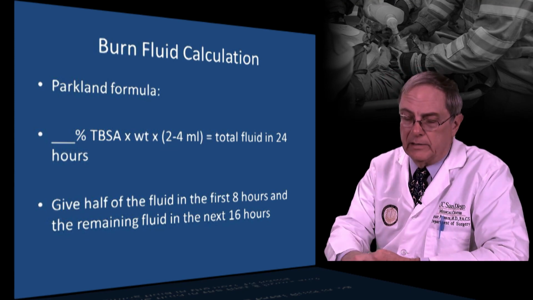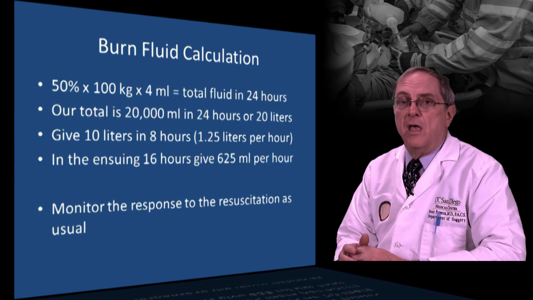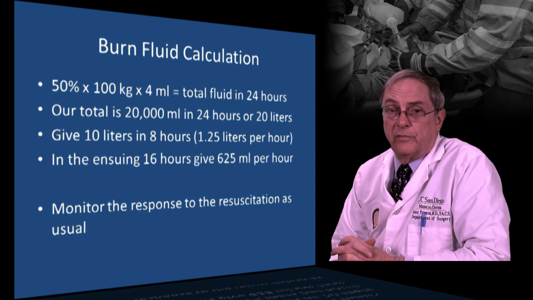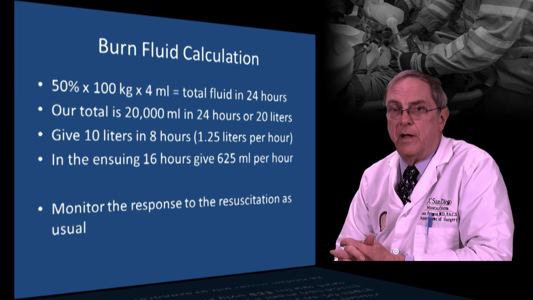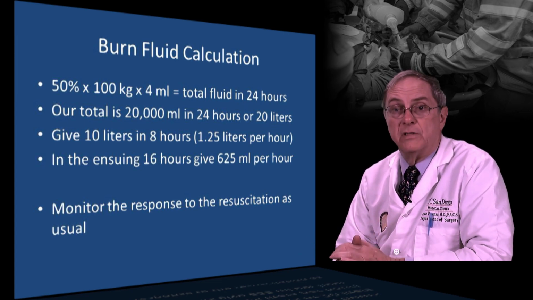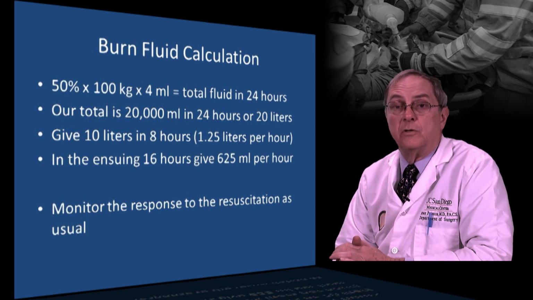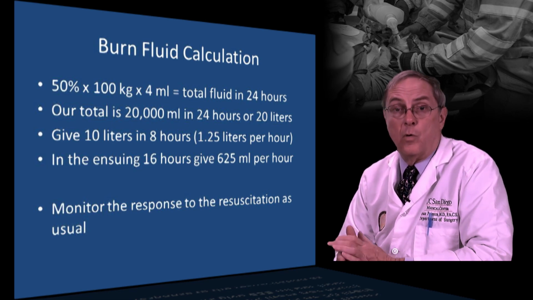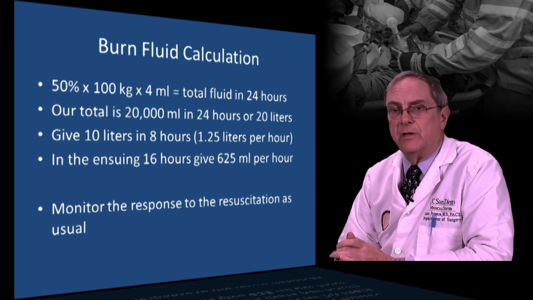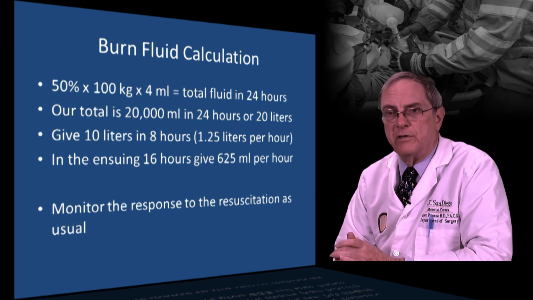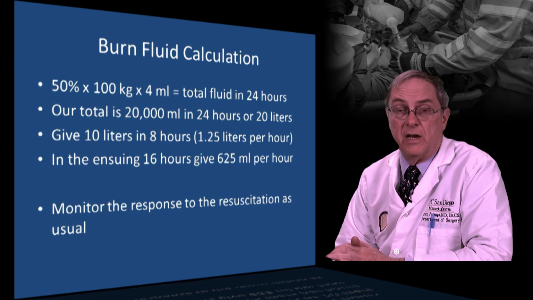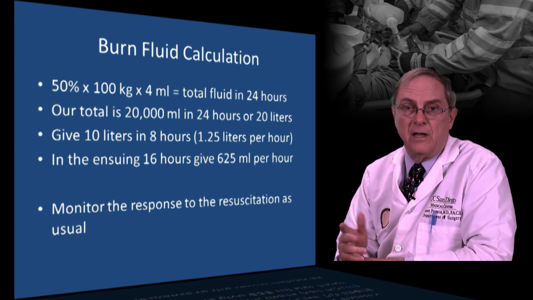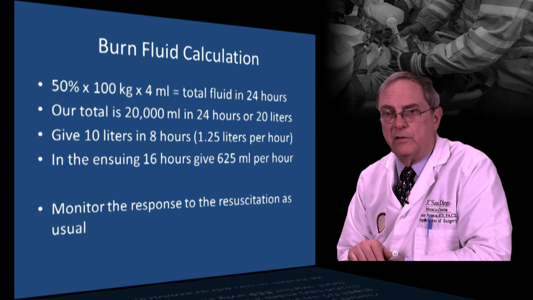So let's go ahead and do the math on this. 50% total body surface area burn times 100 kilograms times 4 mLs. That's 50 times 100, it's 5,000. Times 4 is 20,000. So 20,000 mLs or 20 liters should be given in the first 24 hours of this patient's care. We give half of that in the first 8 hours, that's 10 liters. That comes out to be 1.25 liters per hour.